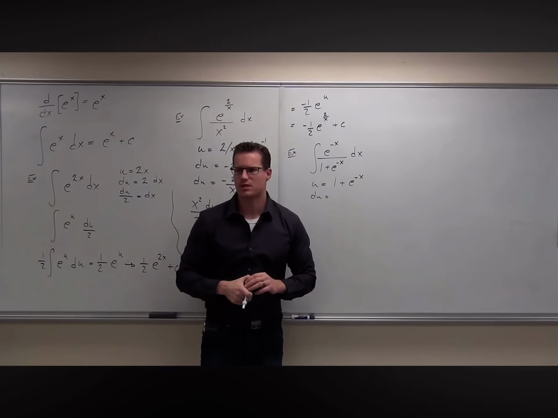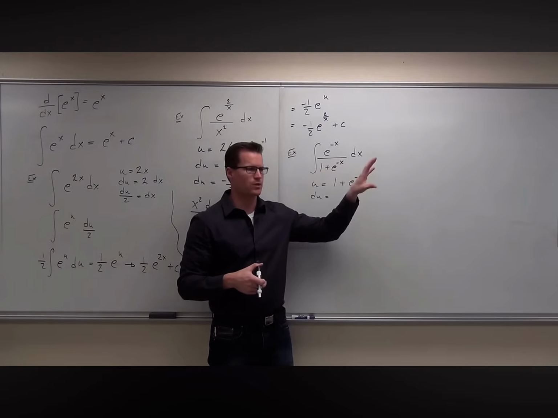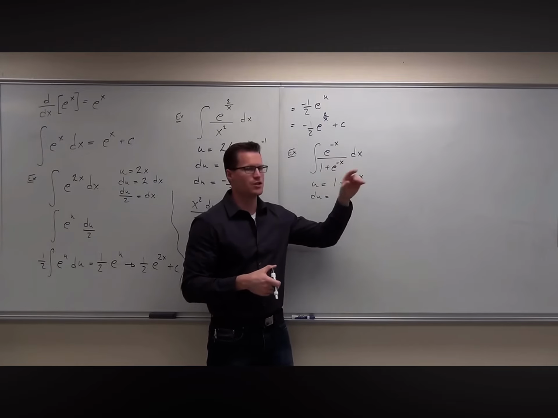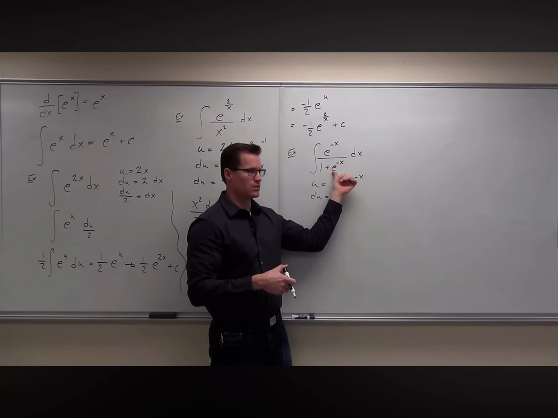Hey, everybody, what's our derivative of 1? 0. That's kind of nice. That's why we picked it here, so that whole thing goes away. We don't have to worry about 1 plus u, and then do another substitution to get ln. Now we have just u here. That's what we're going to end up with.